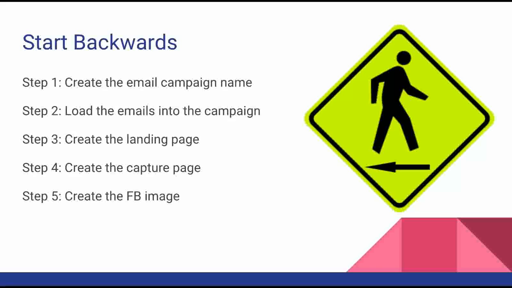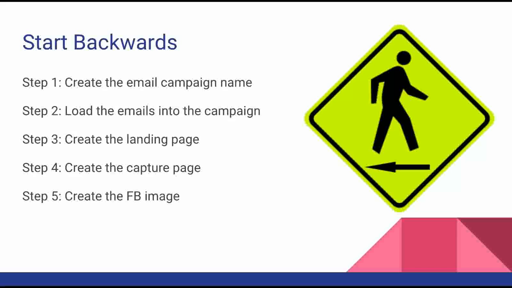Once we have created the emails, the next thing we're going to do is create the landing page. Now remember, the landing page is the page that they go to receive the information once they've submitted their information to the squeeze page. So we're going to create the landing page, and then we're going to create the capture page. That's the first page that they're going to actually see, and when they put their information into the capture page, it takes them to the landing page. And then finally, we're going to create the Facebook image that you want to have shown on your Facebook page.